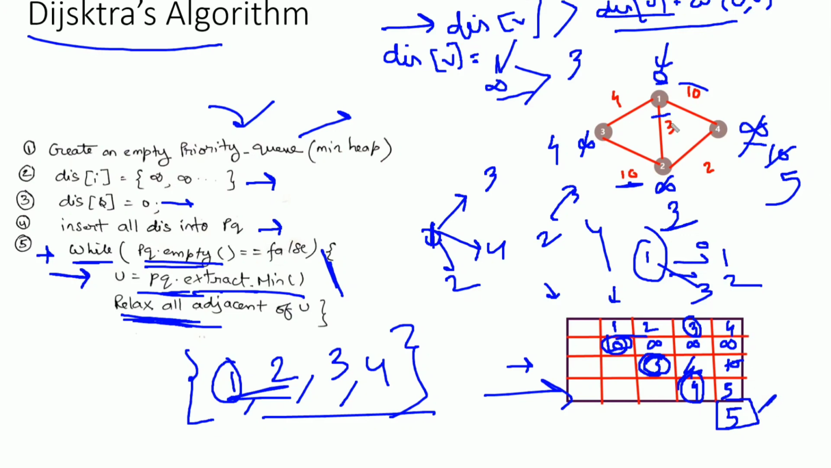If we see in the graph, from vertex 1 to 4 there are many paths. From 1 to 4 directly, there is a path having value 10. But the shortest distance is 5, which is 3 plus 2. That is, we can use the path 1 to 2 and 2 to 4 in order to reach vertex 4. So in this way, we can solve this Dijkstra problem.